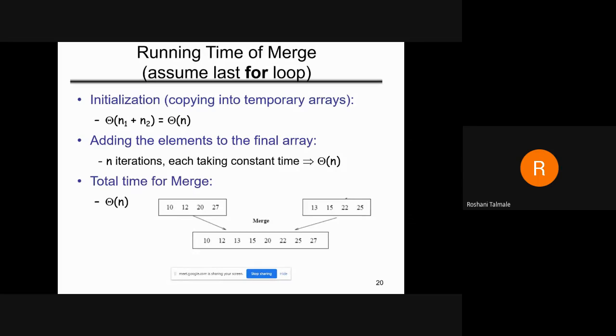Okay. So running time of the merge means, assume the last for loop. Complexity means at three stages we are calculating the best case, average case, and the worst case. But we have to think about the worst case complexities.